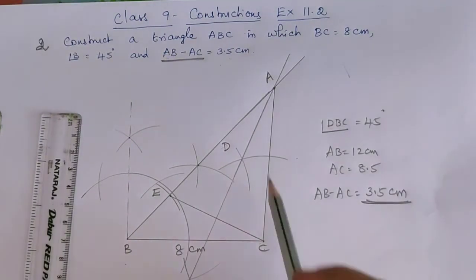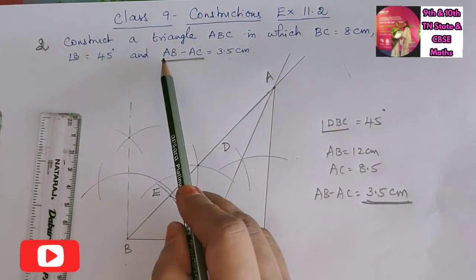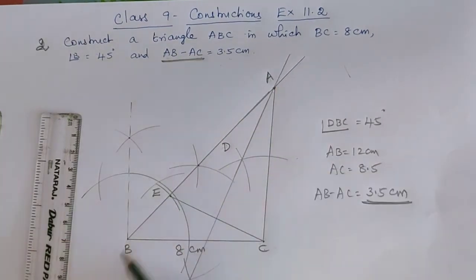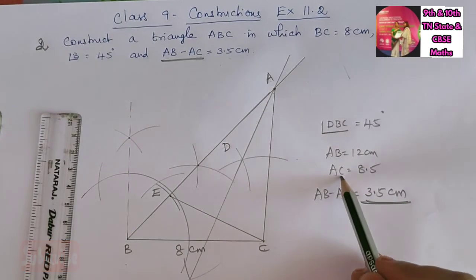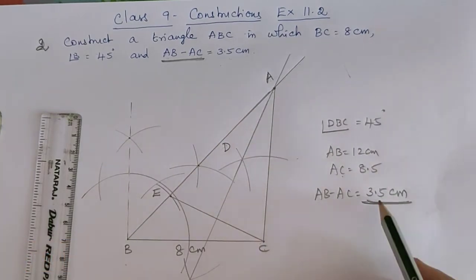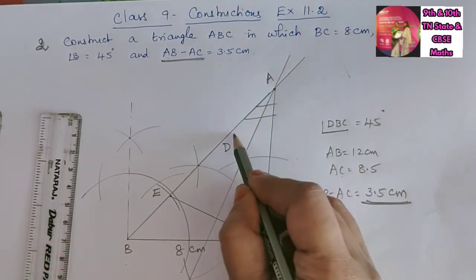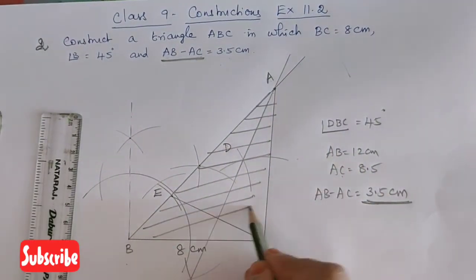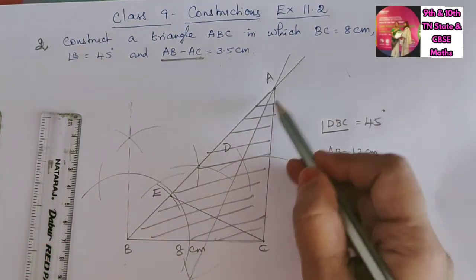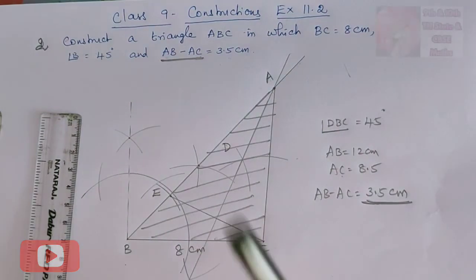So this is how the triangle has to be constructed. So this is AB minus AC. So we'll get a triangle like this, that is length of AB will be greater than AC. Then only we'll subtract, we'll get this measurement 3.5 centimeter. So this is the required triangle ABC with the given measurements.